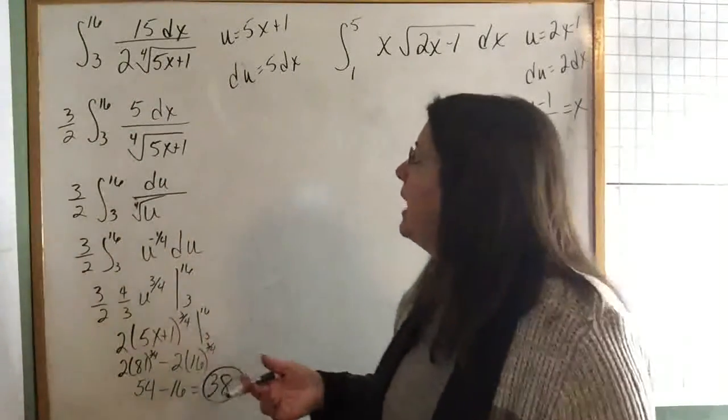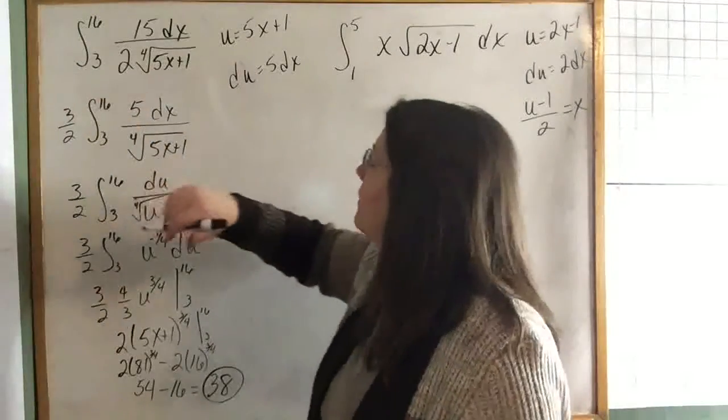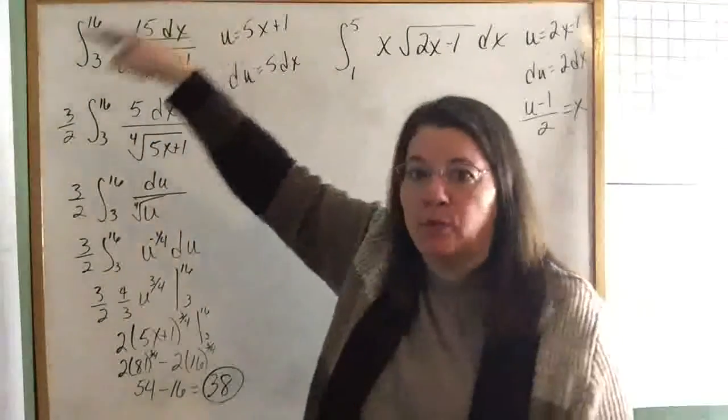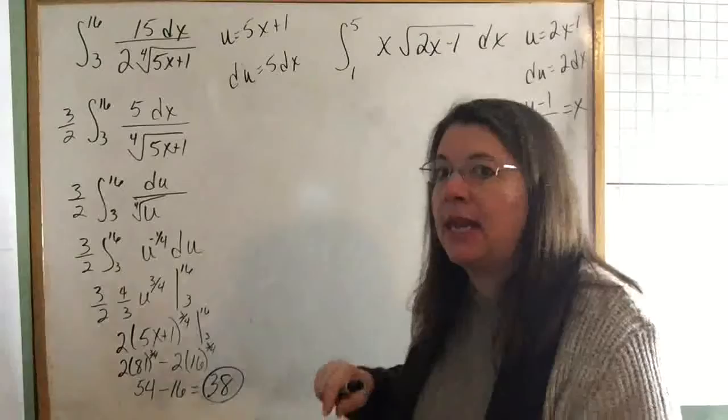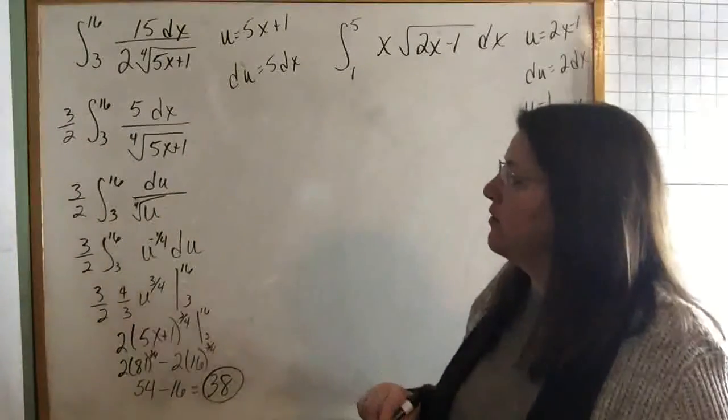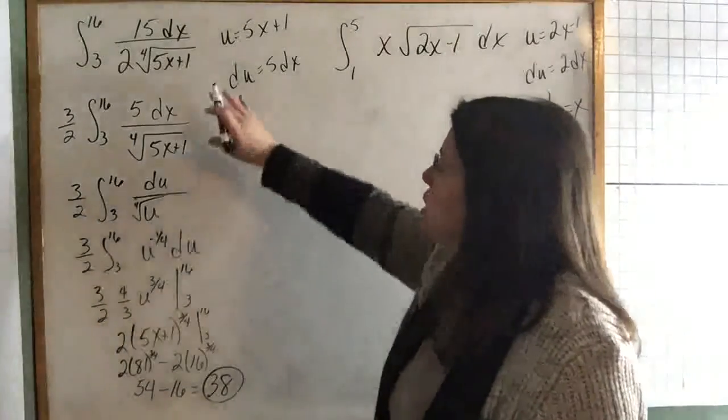Now you could have brought out the 15 halves and then multiplied by 5 and then times the 1/5 on the outside. It would give you the same thing in the end. Either way is fine, whatever's easiest for you. So then I did the u substitution.